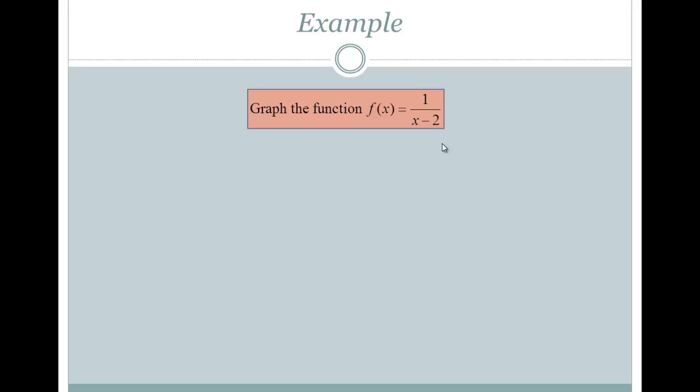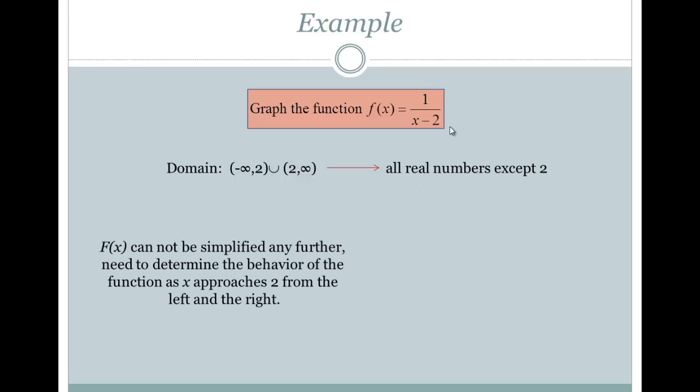Let's look at this function, though. This situation is a little bit different. The domain here, obviously, the denominator is 0 at x equals 2. So I have all real numbers except for 2. However, this time I can't simplify anything further. I can't get rid of this x − 2 in the bottom. And so now what I need to do is look at what is going to happen to this function as x approaches 2 from both the left and the right.